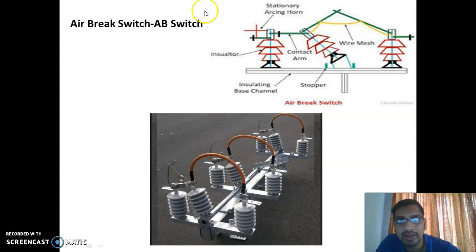This is the air brake switch that is used at the top of the H-pole mounted structure transformer. This is a diagram of an air brake switch. These are the blades, and we can open these blades by using the operating handle. Once we open the blades, we can isolate the circuit. The blades connect the two sides of the air brake switch. In this figure it is closed. We can open the blade using the operating handle and disconnect the circuit from the system.